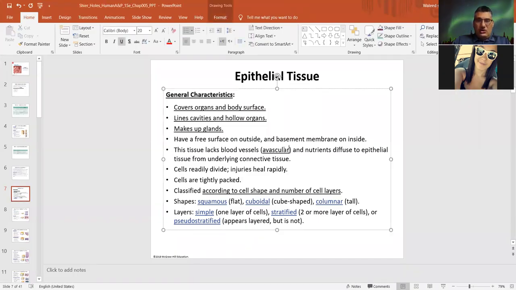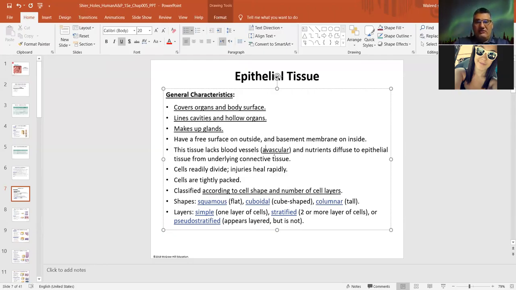I mentioned also that it's avascular. And I talked about this before, and you see it over and over again. If you see A-N, U-N, I-N, U-M, any one of those at the beginning of any word, it means no or without. So avascular means no vessels, no blood vessels. It means there are no blood vessels.